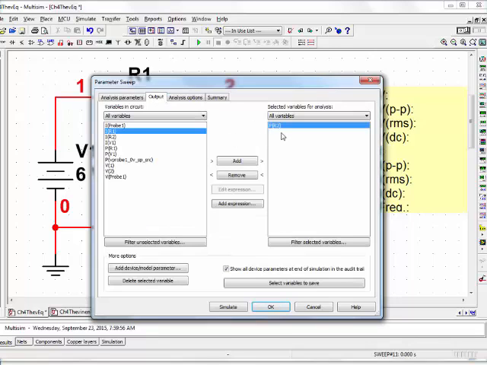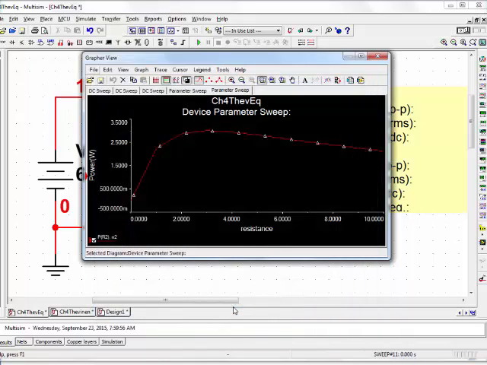The output that I want to see, I've already played with this a moment ago, is power in R2. So I put power on in R2 for the analysis. Let's click on simulate, see what we get. So there it is, and indeed this is the resistance going between 0 and 10 ohms, and then I can see what the power is, and there is indeed a point of maximum power transfer which we can calculate.